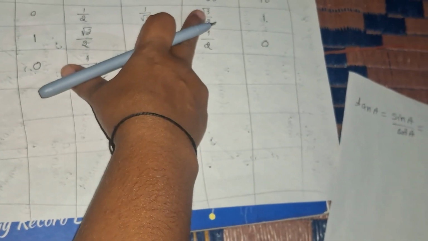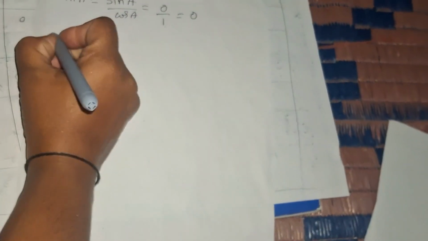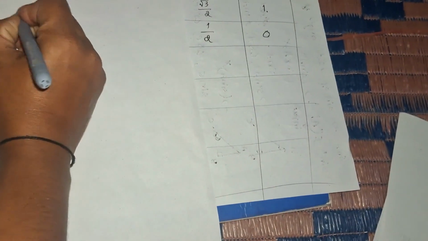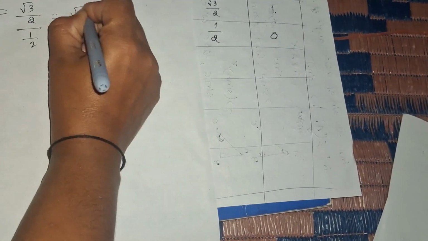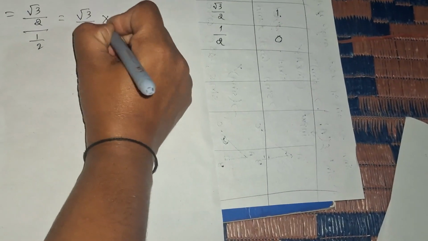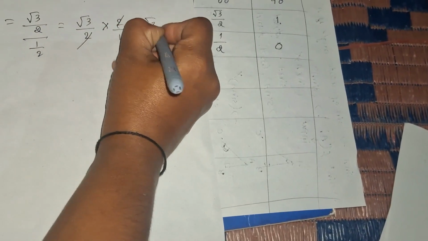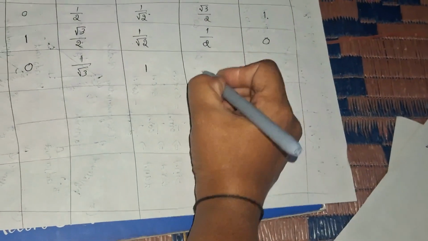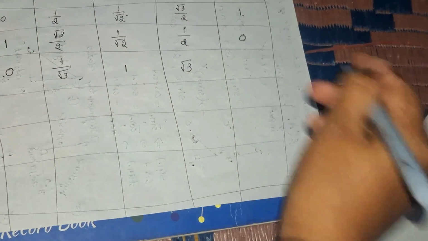So 60 degree. Tan 60 degree is what? Write down once again. Tan 60 degree equals sin 60 degree by cos 60 degree. What is sin 60? Root 3 by 2 divided by 1 by 2. So can you write like this? Root 3 by 2 into 2 by 1. Yes, the 2 gets cancelled. What is remaining? Root 3. And again, what is 1 by 0? 1 by 0 is an indeterminate form, meaning infinity.